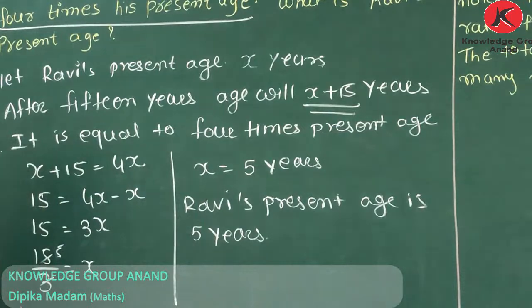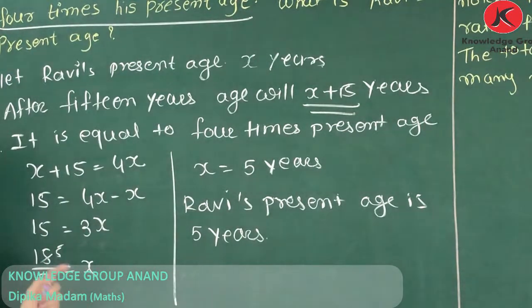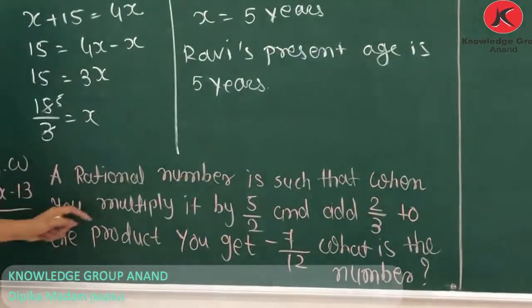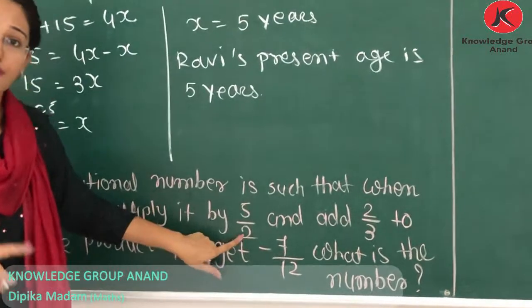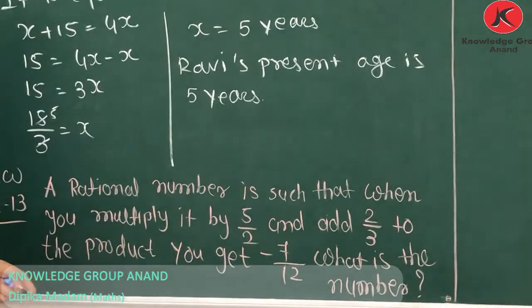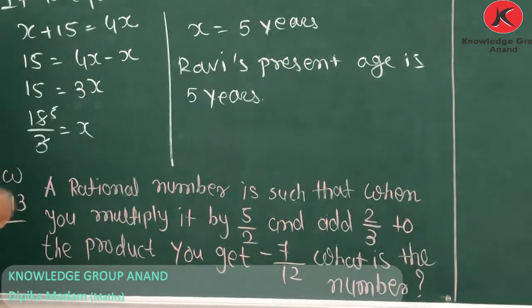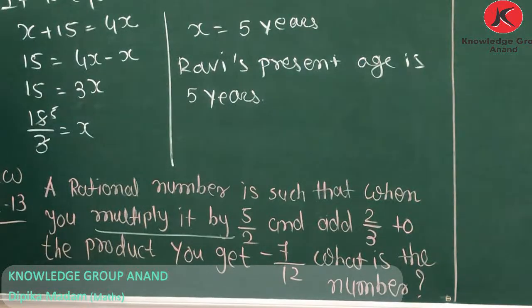Okay. Now example 13, that is the same as example 1 of this exercise, so this is homework. What is the statement? The rational number is such that when you multiply it by 5 by 2. In the previous example, first we needed addition. Here, first we need to multiply. So first, let the number be x.